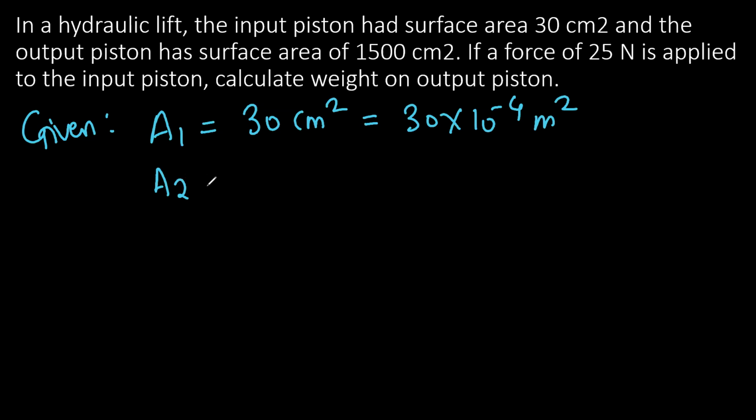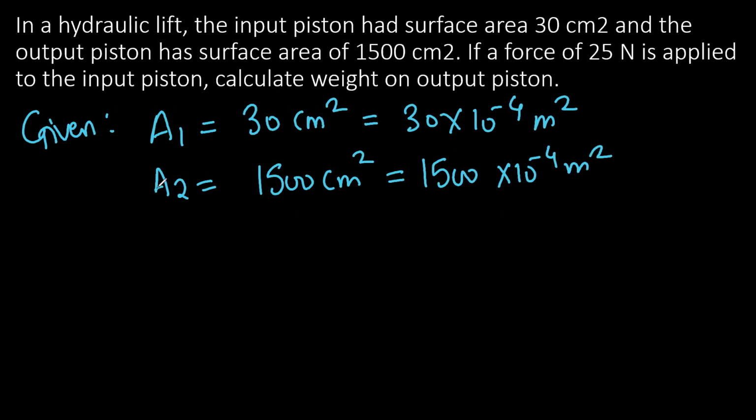Then what is the area 2? Area 2 becomes 1500 centimeters square. By applying the pressure from the input piston, the area increased. So it will become 1500 into 10 raised to minus 4 meters square. This is the second area. Okay, even if you don't convert, it will work. You can directly use it because it's a ratio.